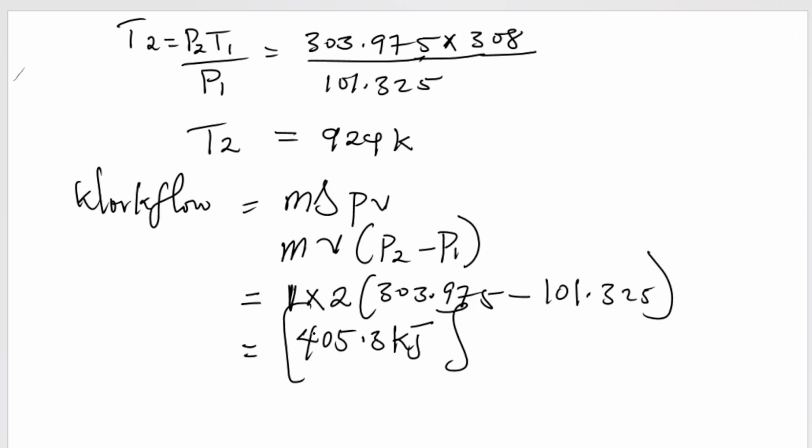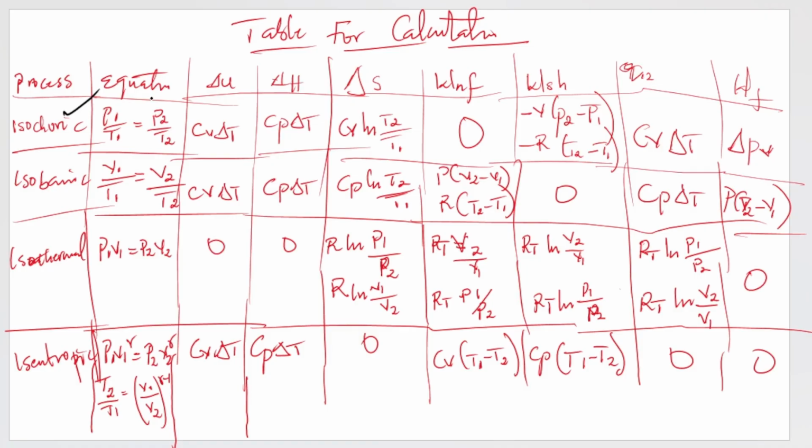Non-flow work. Now to consider your non-flow work, you go back to your given table. For your non-flow work, what we have here is 0. So for this system, we don't have any non-flow work. So meaning if you are given an isochoric process and you have to calculate the work done on the system, you need to consider the flow work, the non-flow work, and the shaft work.